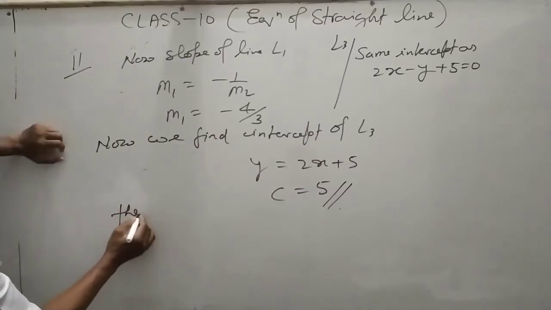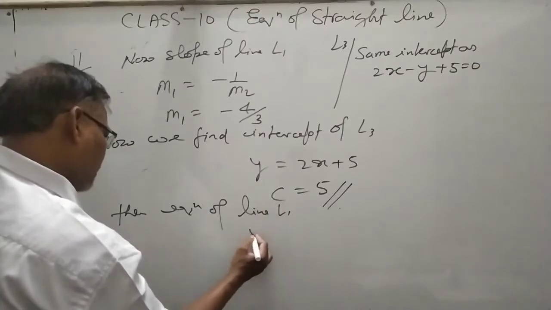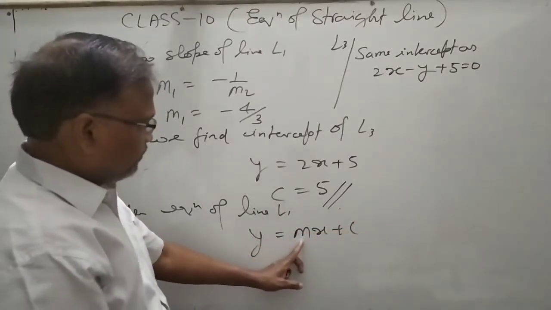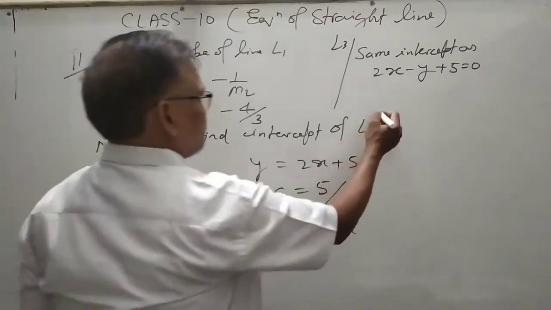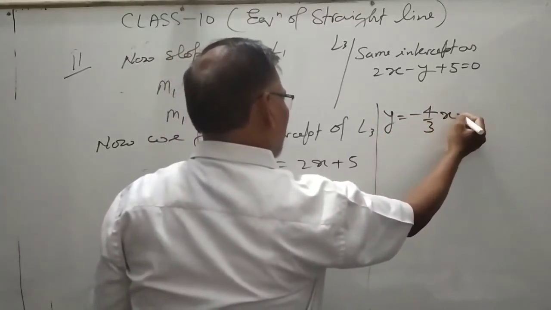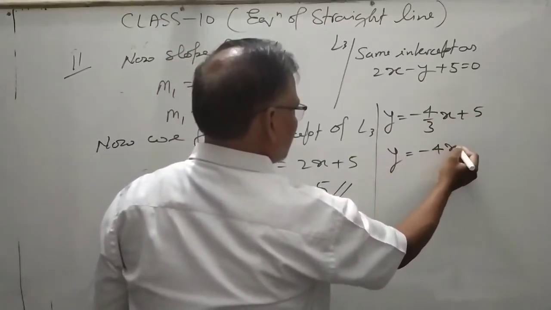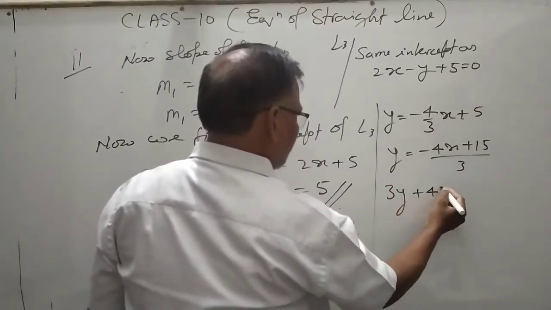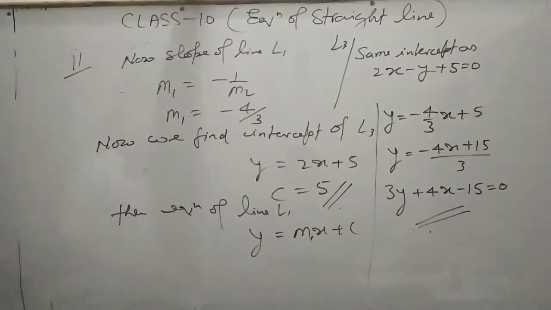Then the equation of line L1, because now everything is known. Put the value of m1 and c here. So m1 is equal to minus 4 by 3, y is equal to minus 4 by 3 x plus 5. Take the LCM: 3y is equal to minus 4x plus 15, or 3y plus 4x minus 15 is equal to 0. This is the equation of the line.